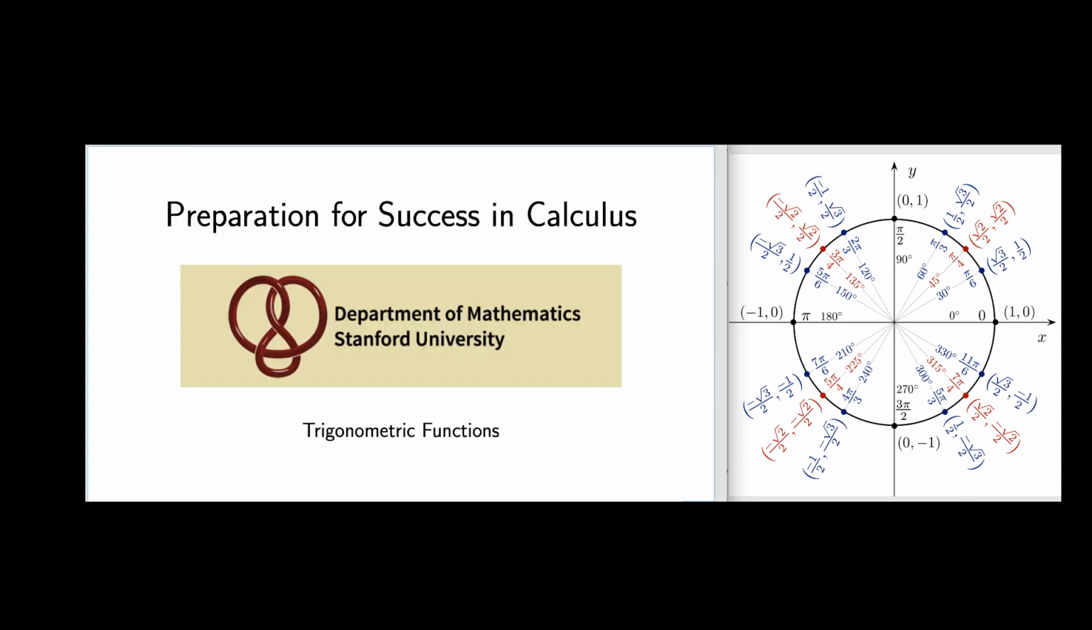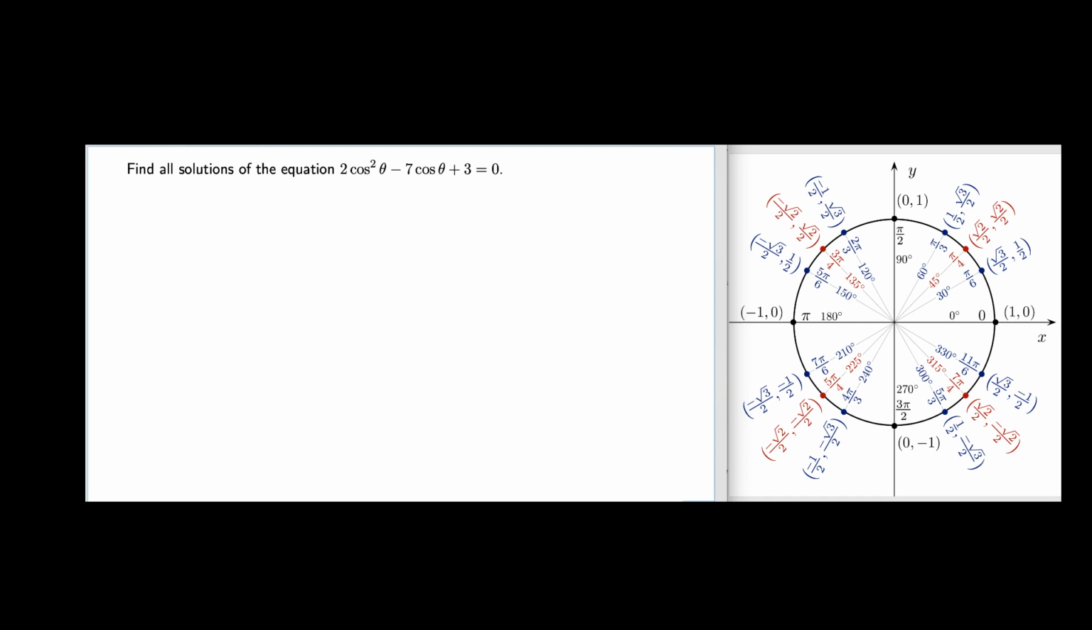In this lesson, we'll solve a trigonometric equation that is what we call quadratic in type. Here we're asked to find all solutions of the equation 2 cosine squared theta minus 7 cosine theta plus 3 equals 0. As we've noted previously, recall that the notation cosine squared theta just means cosine theta quantity squared. So this becomes 2 times the quantity cosine theta squared minus 7 cosine theta plus 3 equals 0.